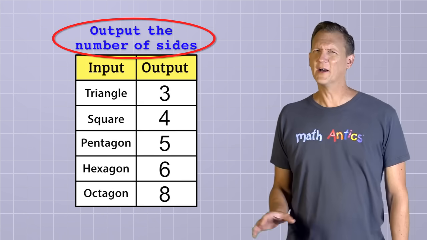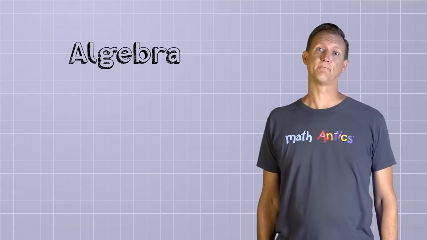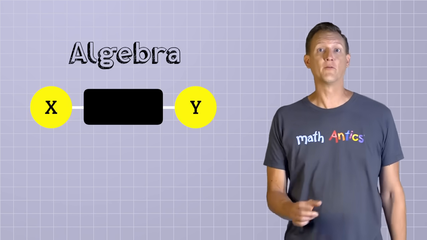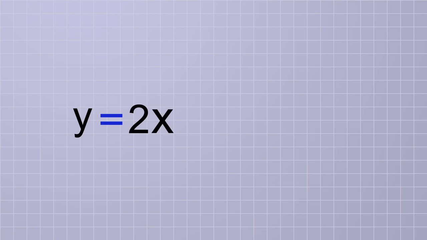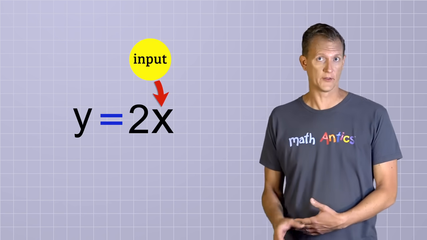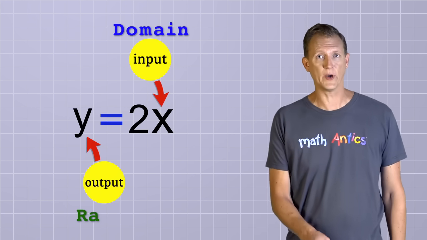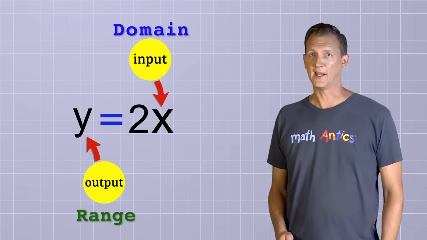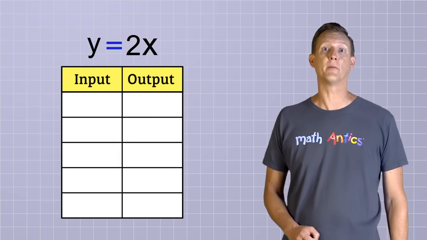That's cool, but most of the functions that you'll encounter in algebra will be a little more abstract than that. They'll usually just relate one variable to another variable in the form of an equation, like this one, y equals 2x. In this equation, if we treat x as the set of numbers that we can input, the domain, and y as the set of numbers that we get as outputs, the range, what we have is a very simple algebraic function.